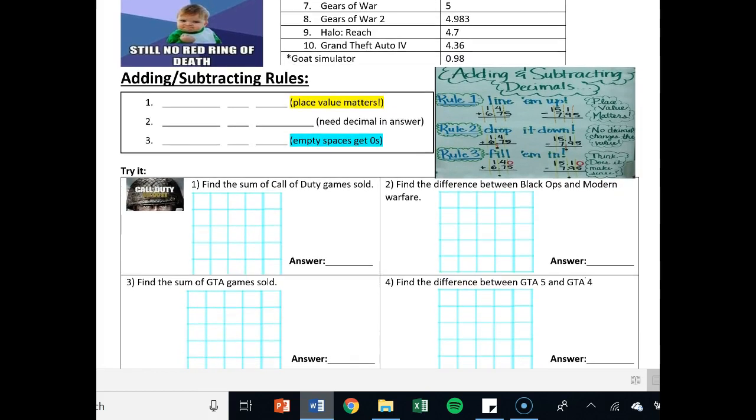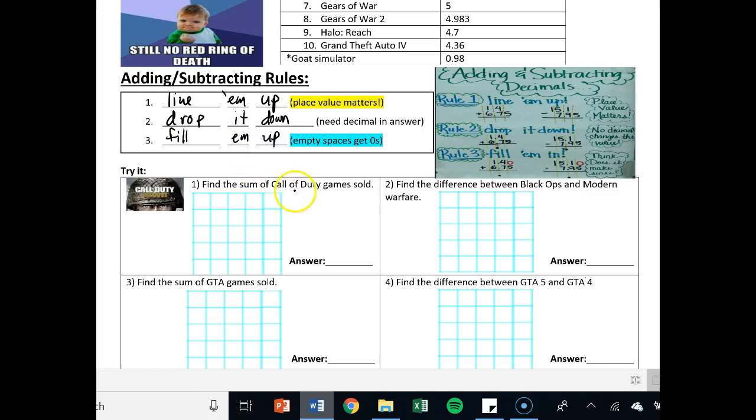So a couple rules, very easy. Number one, first thing you're always going to do is line them up, all right? Going with a little phrasing here, see if you guys can't remember it. So the place value matters, so always line up the numbers on the decimals. Second thing, drop it down. You're going to drop down the decimal into your answer, exactly where it was. And then finally, fill them in. Any spaces that you have after you line up your numbers, you should fill in with zeros.